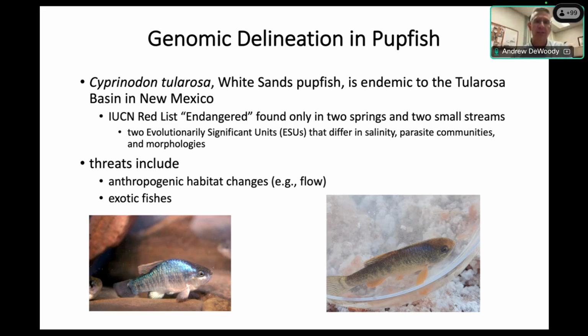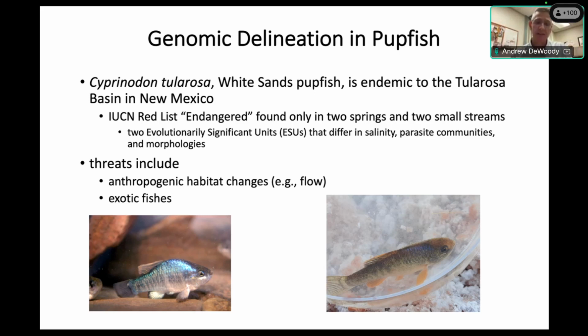ESUs, or again, evolutionarily significant units that were defined not by geneticists, but by real fisheries biologists, right, who were looking at the differences in salinity in these water bodies, the parasite communities, the morphologies of the fishes, and said, look, we think we've got 2 different evolutionarily significant units here. And they're subject to some threats to their survival, their thriving, their long-term prognosis, right? They've got some threats there that have to be addressed.